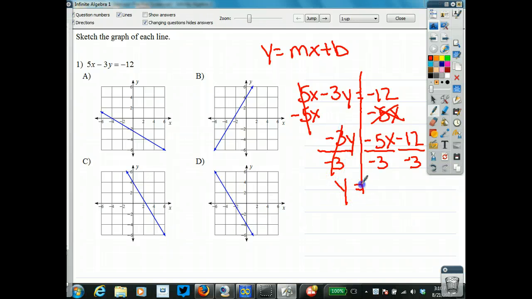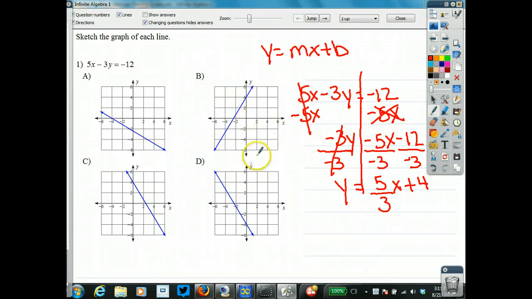So negative 3 divided by negative 3, I'm going to go y equals. Here, I notice it's a negative 5 divided by negative 3. If I divide it, it's not going to divide evenly. So for slope's sake, I want to keep that in fraction form because that's going to be my rise over my run. This is going to be my slope right here. I do notice there's a negative and a negative, so that's going to change to a positive: 5 over 3x. Then negative 12 divided by negative 3 gives me a positive 4, since two negatives make a positive. So I know y equals 5/3 x plus 4.